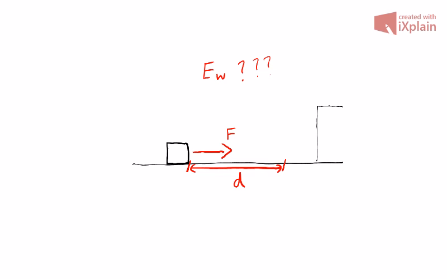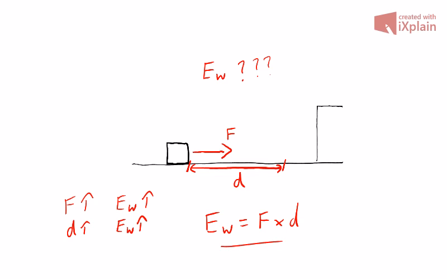Now how do we figure out the work done? Well, if I increase the amount of force I put in, the work done by me is also going to increase. As the distance increases that I've shoved it, the work done will also increase. So, from those two relationships, the force and work done are directly proportional, and the distance and the work done are directly proportional, which means we can form a relationship between those three things as the work done is equal to the force that I apply, or whatever is applying it, multiplied by the distance that the box or any other object travels.